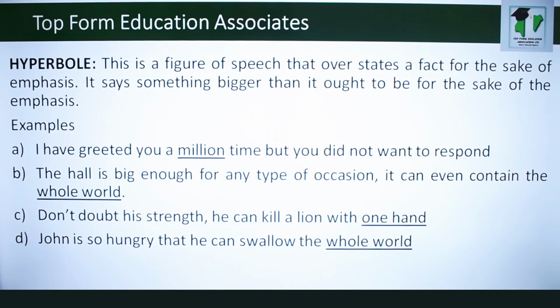You know very well that even having additional hands, 1,000,000 hands, if you are not careful, the lion, just one, will finish you and devour your flesh. Not to talk of a human being using just one hand to do what? Kill a whole lion. Don't doubt his strength. He can kill a lion with one hand. So it's exaggeration, hyperbole. It's just laying emphasis on a particular thing he or she is referring to.